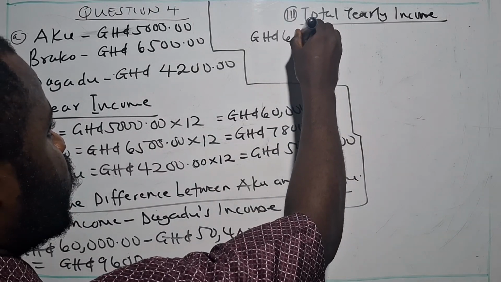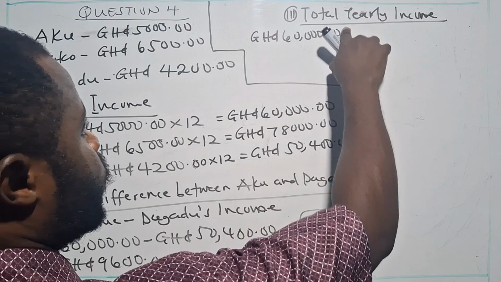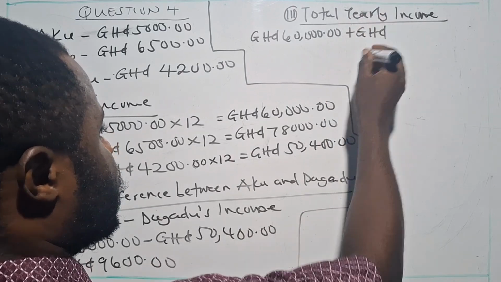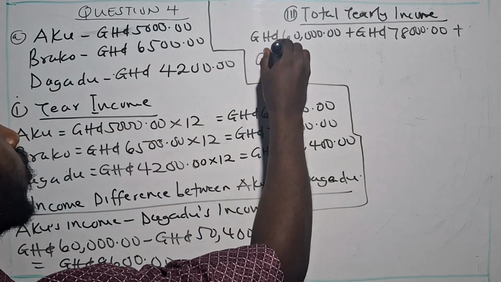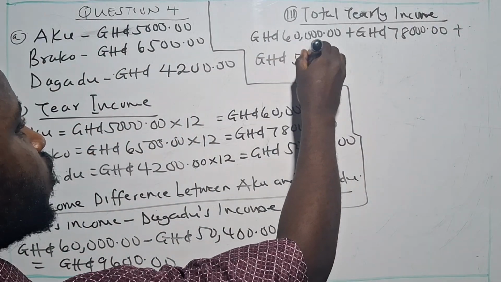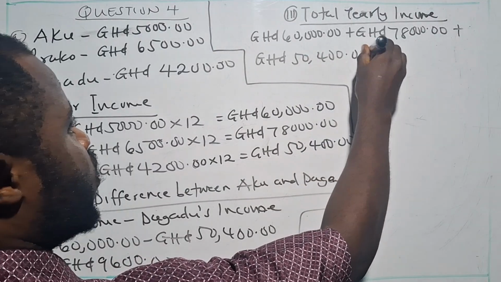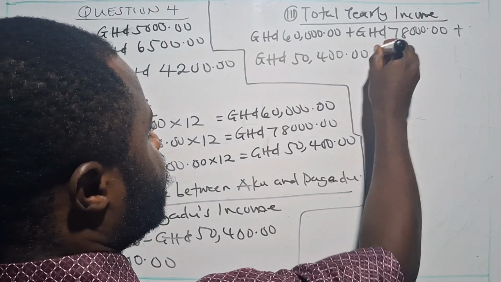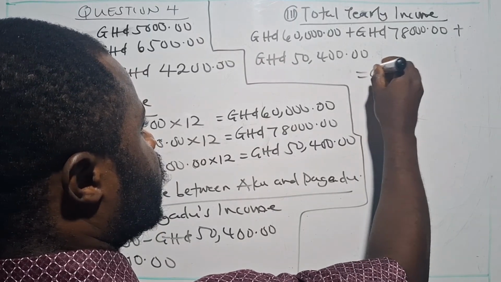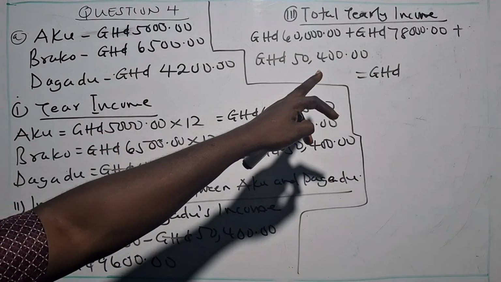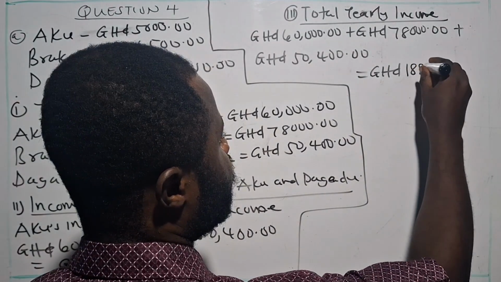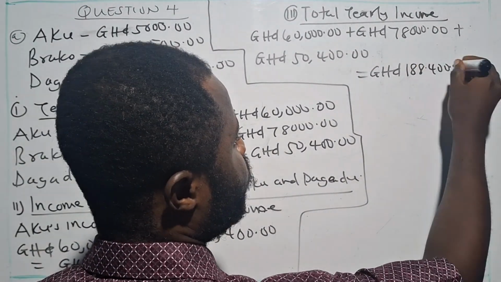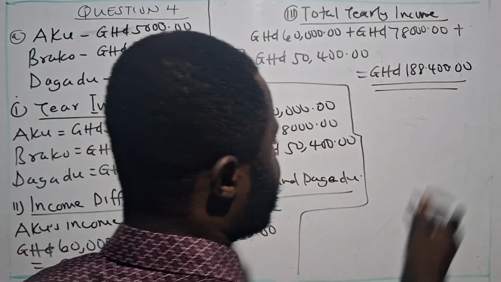So this one is 60,000.00 plus the 78,000 plus 50,400, which is going to give us 60,000 plus 78,000 plus 50,400. When you add all this, it's going to give us 188,400.